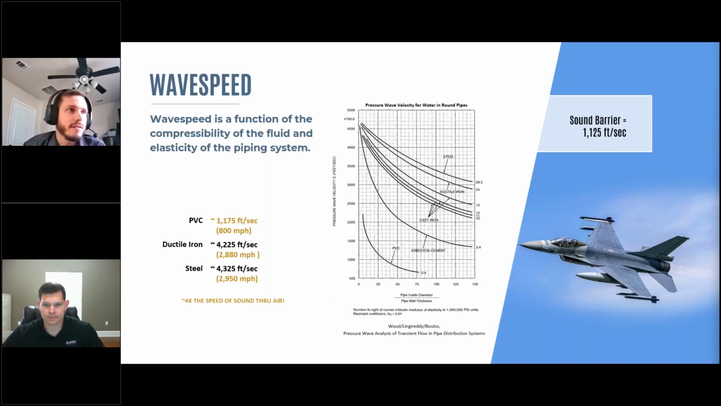And for reference, the sound barrier is 1125 feet per second. So we're talking about these waves going through our pipe 4 times the speed of sound through air. This is why whales can communicate to each other from miles away.